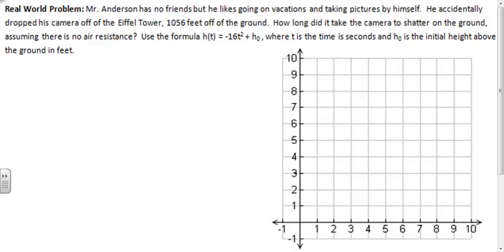So, how does this look in a real-world situation? Well, we have a real-world problem here. Mr. Anderson has no friends, but he likes going on vacations and taking pictures all by himself. He accidentally dropped his camera off the Eiffel Tower, which was 1,056 feet off the ground. How long did it take the camera to shatter on the floor, assuming there's no air resistance? Use the formula h of t equals negative 16 t squared plus h sub 0, where t is the time in seconds, and h sub 0 is the initial height above the ground in feet.